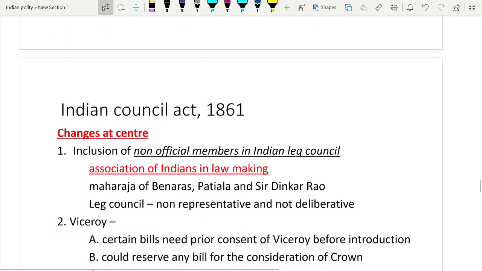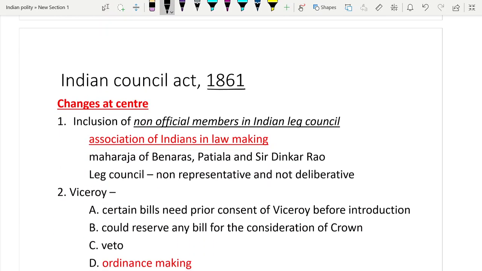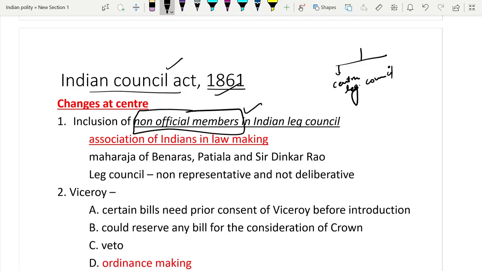So we'll come to the next act, the Indian Councils Act of 1861. So far we have seen that there was a legislative council at the center and in the provinces also. So the Central Legislative Council, or Indian Legislative Council. So under this act, what will be there? The non-official members will be increased. So what were the non-official members?